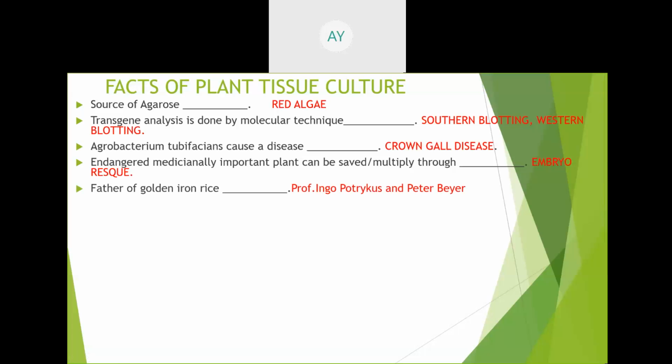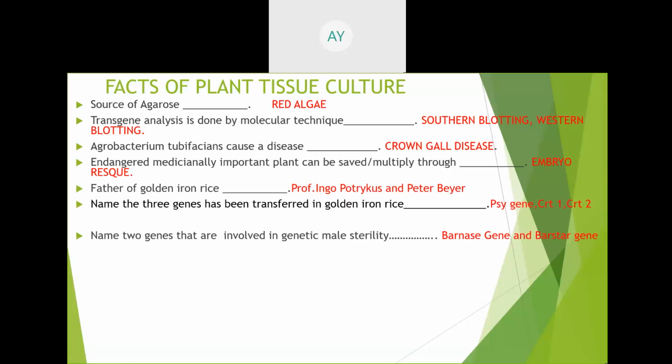So PSY gene is coming from daffodils, and the CRT1 gene and CRT2 gene are coming from Erwinia uredovora, from the bacteria, just to complete the process of formation of beta carotene. So there is transfer of 3 genes. Okay, name the 3 genes, ये मैं बता चुका हूँ कि कितना जीन है. PSY gene, CRT1 gene and CRT2 gene.